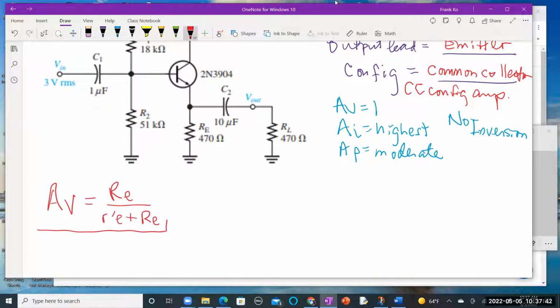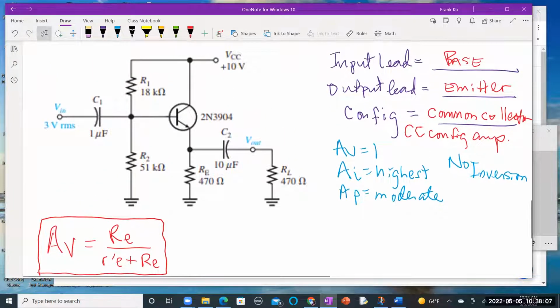Have you seen that gain formula for this amplifier before? I don't think I recognize that, no. Okay, that's all right. This is all helping to explain why this guy is called the follower circuit. So I'm just going to go through a quick analysis of this with you, okay?